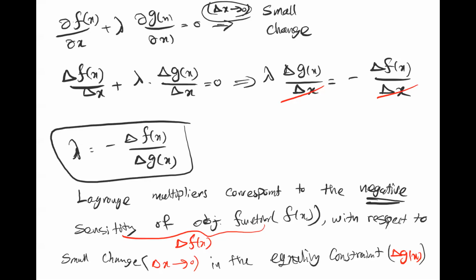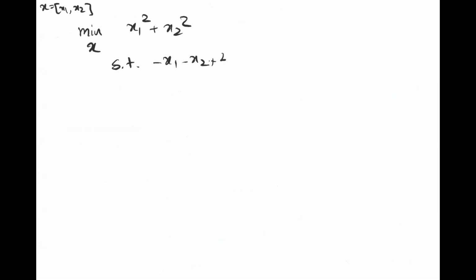All right, let's go back to our original problem. Our example was minimizing x1 squared plus x2 squared with variables x, where x is x1 and x2, subject to minus x1 minus x2 plus 4 is equal to 0. We want to write the KKT conditions for this optimization problem.